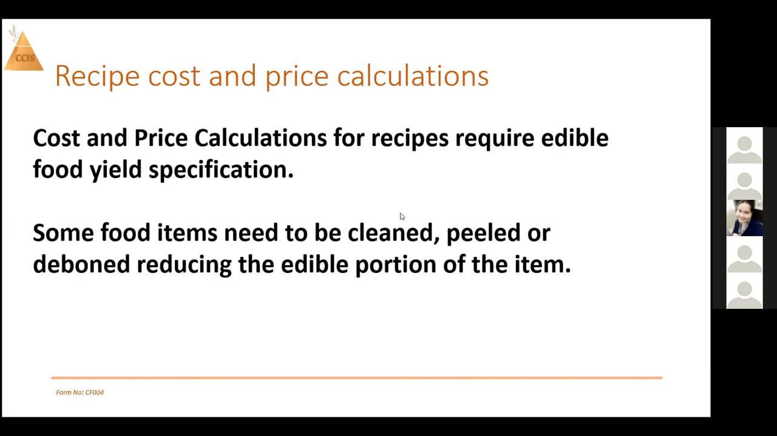So cost and price calculation for recipes require edible food yield specification. For every item you're going to use, you can find that yield specification online. In the course, I'll give you a recipe and ask you to find the edible food yield specification for these items, then calculate the edible portion. Then I'll give you the prices per unit for the items, and you can calculate the cost per ingredient and the cost for the whole recipe. Then I'll give you a food cost percentage, and you can calculate the selling price for this recipe.